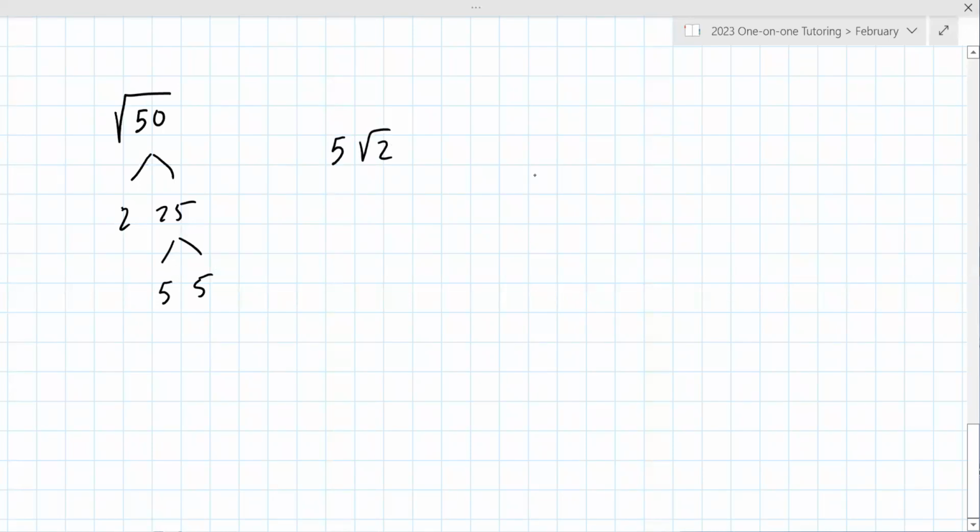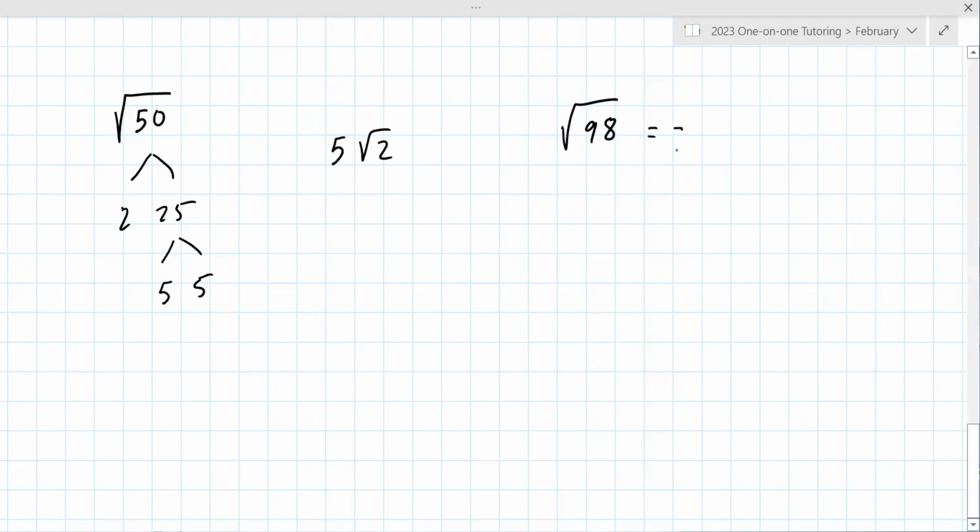So let me give you one to try on your own here. Square root of 98. Okay. 7 square root of 2.